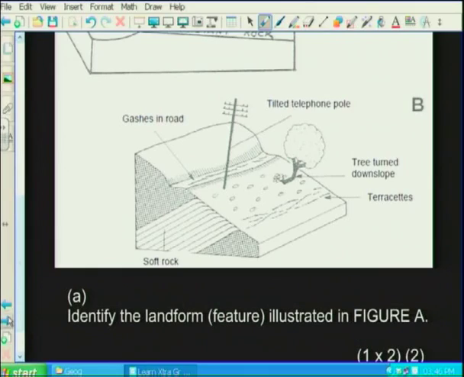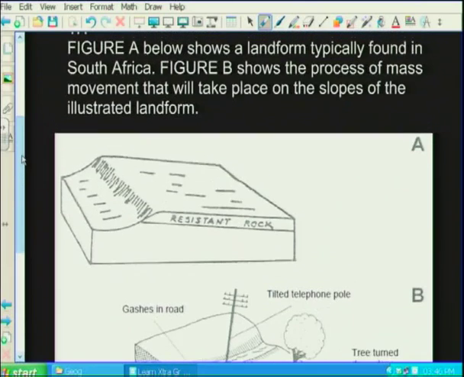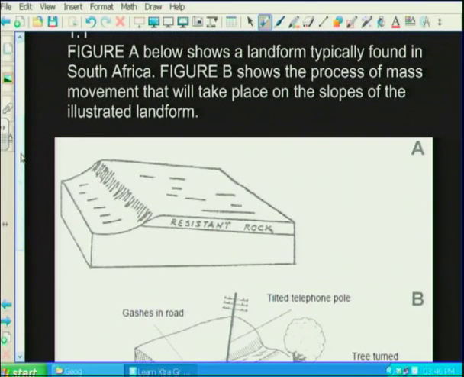Our first question related to the above diagrams says to identify the landform or feature that is illustrated in figure A. So if we look at figure A, a couple of ideas here to get what we're looking at. I reminded you that we only looked at 3 different types of structural landscapes.